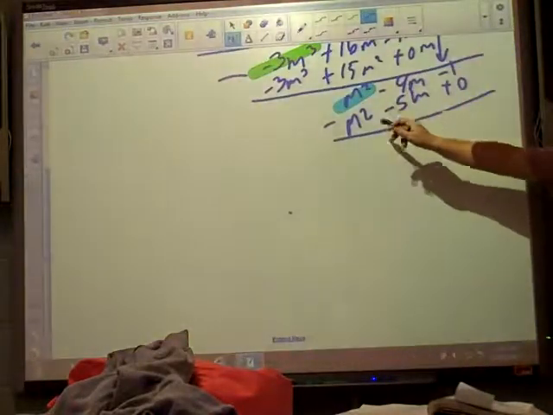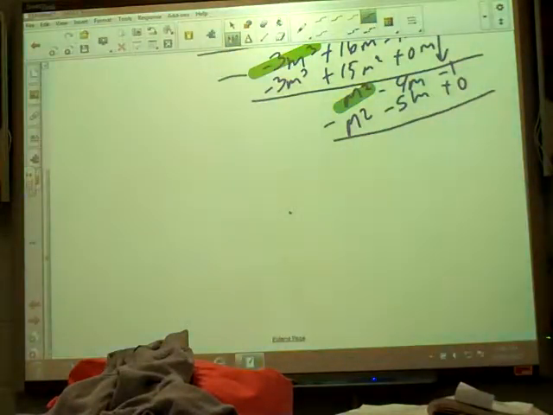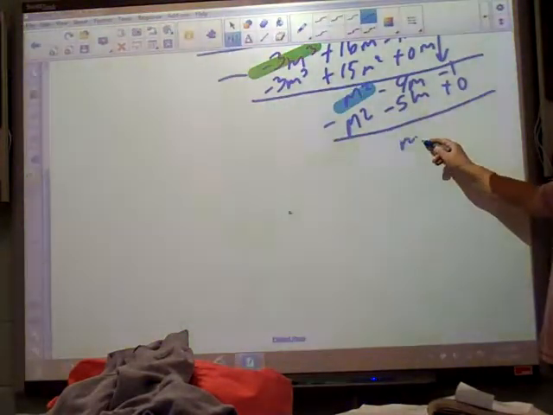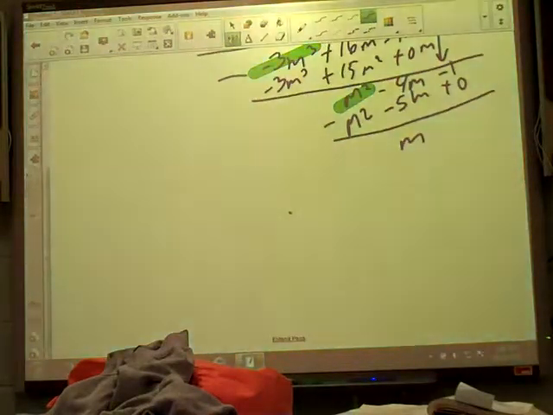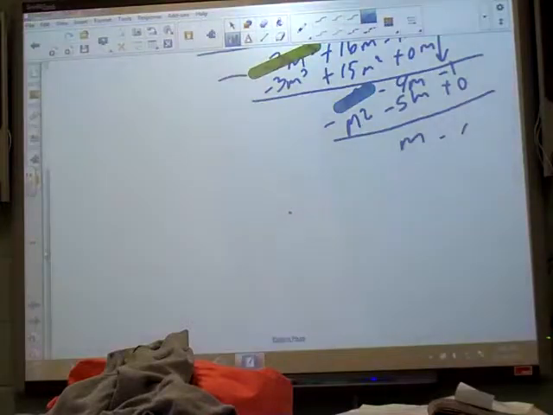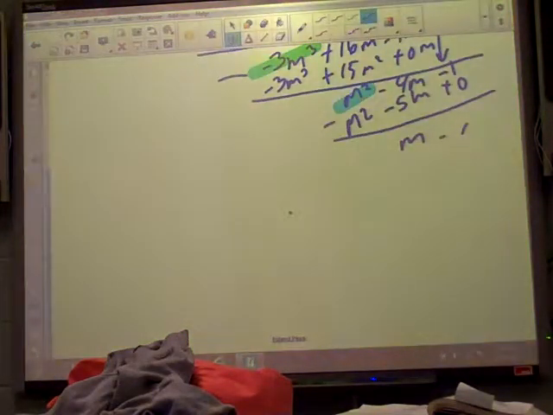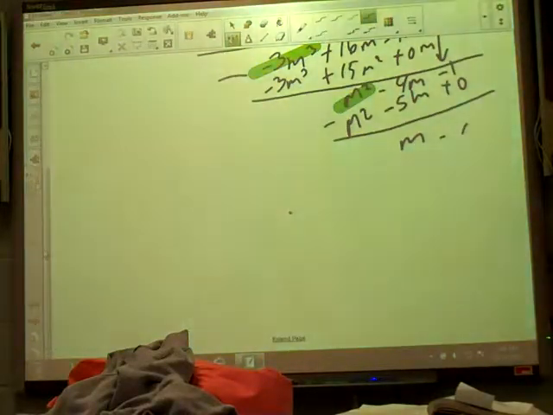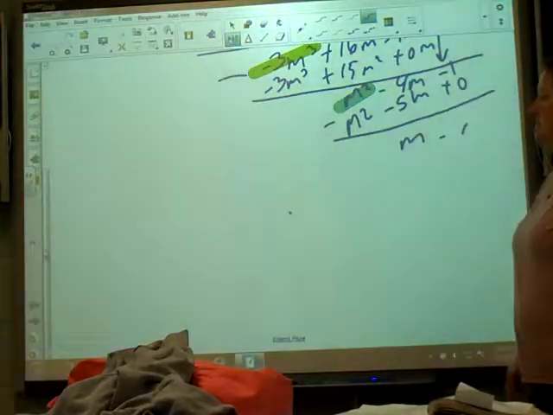Hey, m squared minus m squared is nothing. Negative 4m minus negative 5m, positive 1m. Negative 1 minus 0. So what is that? M minus 1. What does that classify as? There's nothing left to bring down, so I'm done dividing. So that's your remainder. Got a binomial as a remainder.